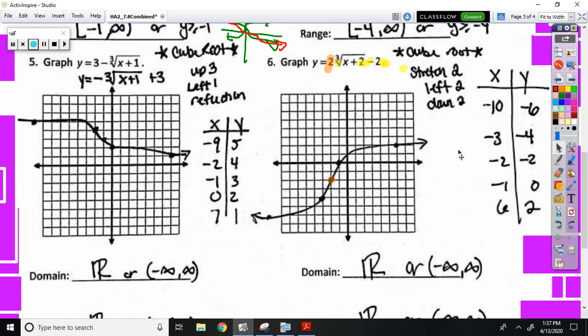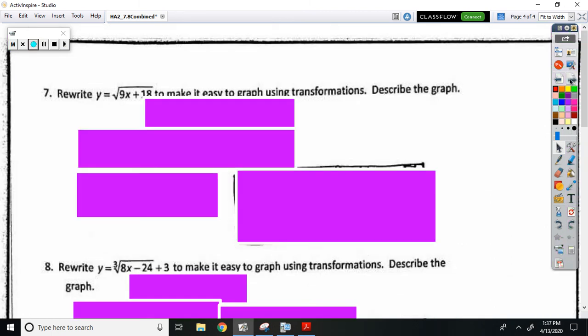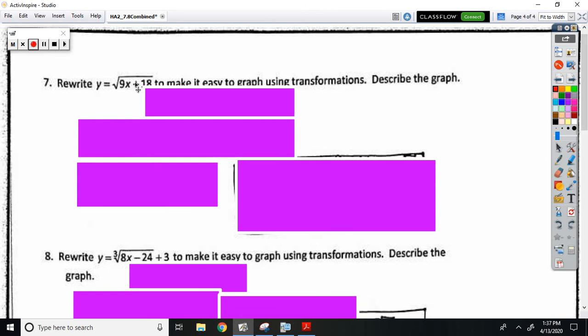On the mini quiz, if there are any that don't ask you to graph and they ask for the domain and range, I suggest you use your calculator to graph so that you can visually see the domain and the range. All right, the last couple questions are asking us to rewrite the given function to make it easier to graph using transformations and describe the graph.